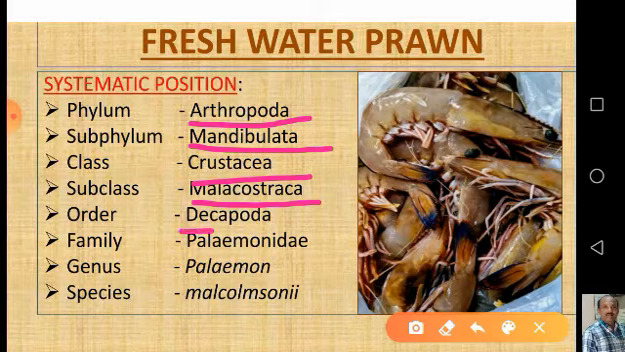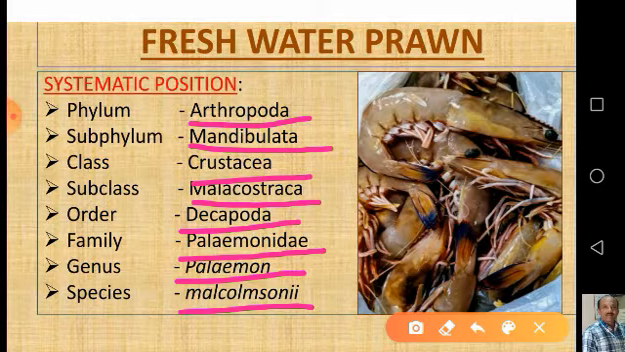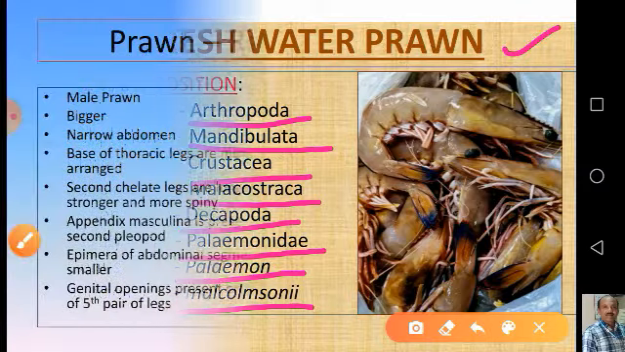It belongs to the order Decapoda because of the presence of 5 pairs of walking legs. It belongs to the family Palaemonidae because of the presence of rostrum with teeth or serrated rostrum at the anterior end. Belongs to the genus Palaemon and species malcolmsonii. Sometimes it is also called Macrobrachium malcolmsonii. Its common name is freshwater prawn.